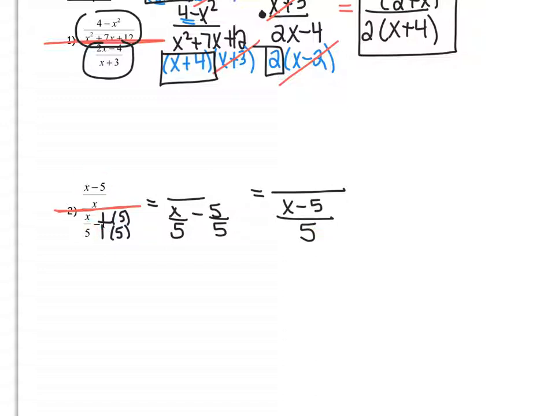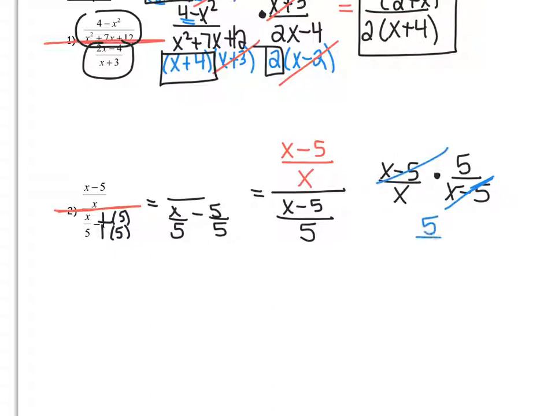And now I can take this numerator, x minus 5 over x. So now I have one fraction over another that I can keep, change, flip. So keep, change, flip. And it looks as though the x minus 5s can cancel. And my final answer is just 5 over x. Alright, let's move on to the back.